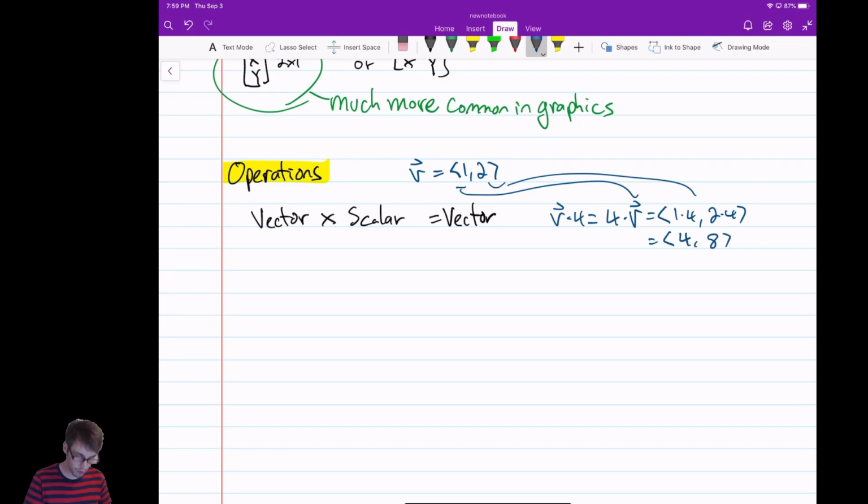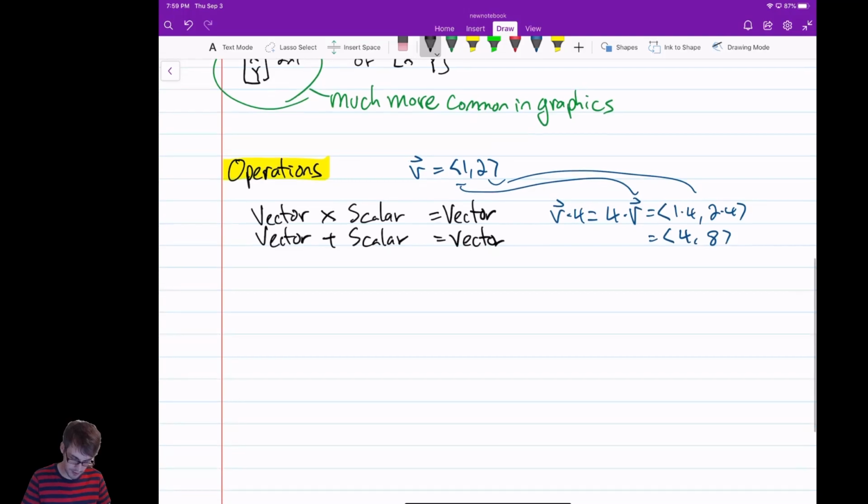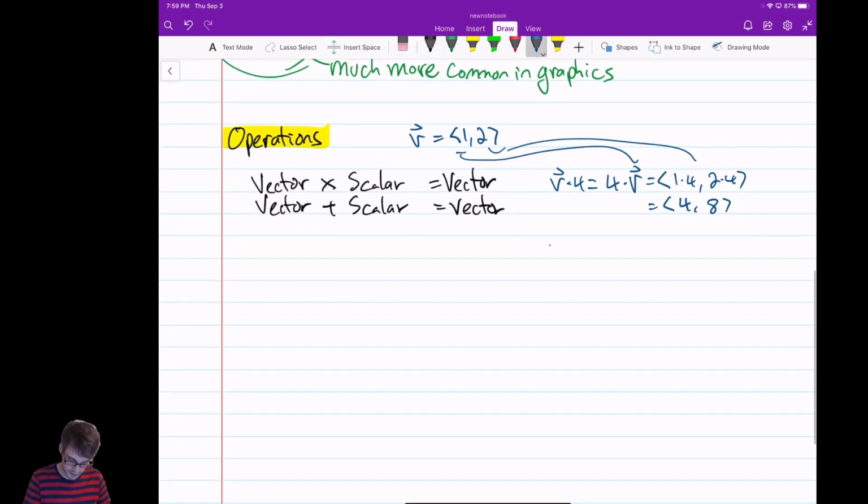So no big deal. A vector plus a scalar is also a vector. And it's lucky for us, it's just as simple. So if I take v and I add 5 to it, again, it's the same as 5 plus v. It's going to be 1, which is my x coordinate from above, plus 5, and 2 plus 5, which is 6, 7. Okay, so you can just add it. No big deal.